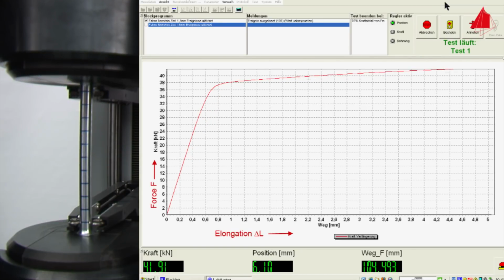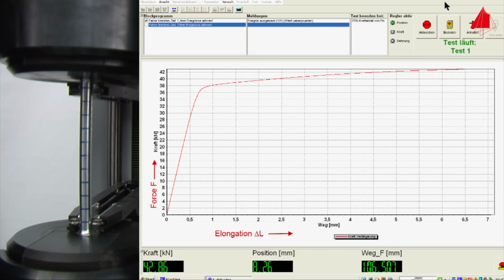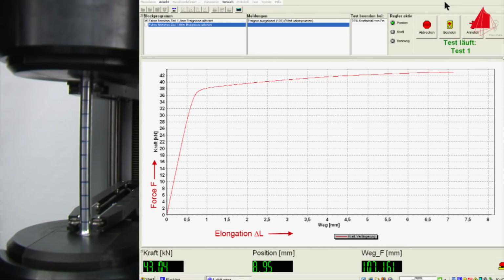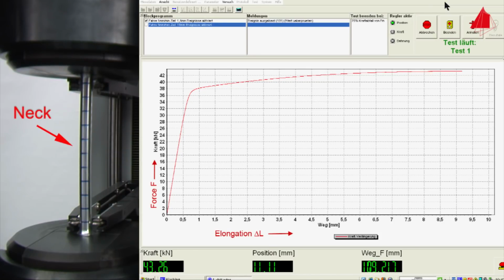In the further course of the tensile test, the force increases and the test piece again is strained uniformly along its length. At the point of maximum force, a neck develops, and all subsequent plastic deformation is confined to this neck until fracture finally occurs there.